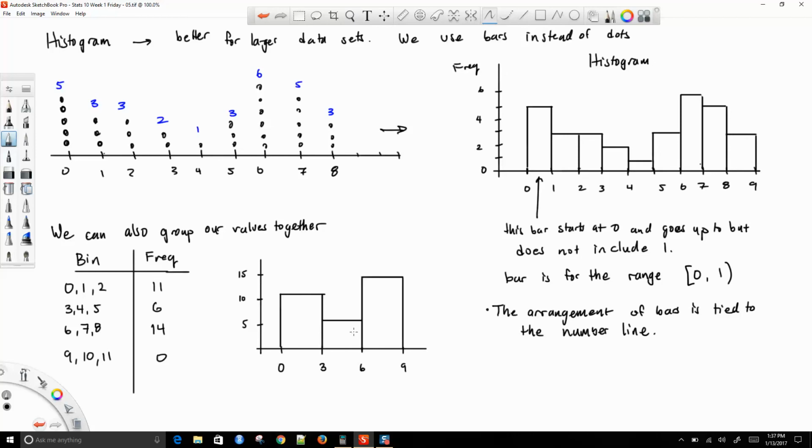So this histogram and this histogram represent the same data. This one just has less detail as far as the individual values go. Is that good with everybody? How this histogram is going?